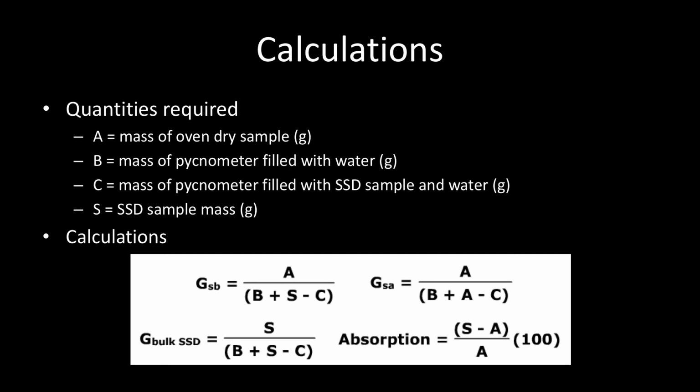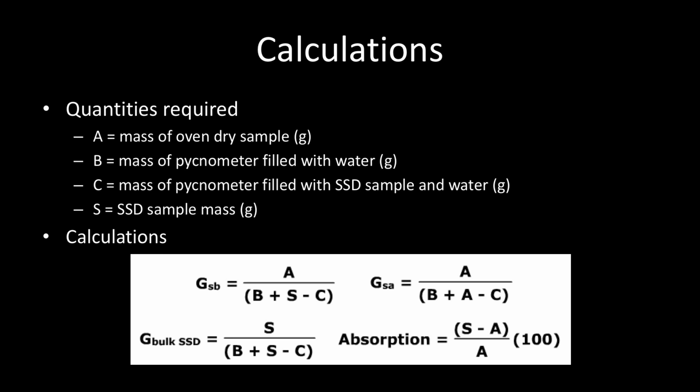Note that the quantity of B plus S minus C is the mass of the water displaced by the SSD sample. In the apparent specific gravity calculation, the mass of the SSD sample is replaced by the mass of the oven-dry sample, i.e. A replaces S, which means that water permeable voids within the aggregate are not included, and A plus B minus C is the mass of water displaced by the oven-dry sample.